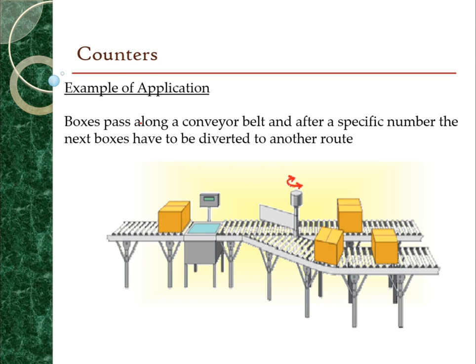Now we look at one example of the application of the counter in PLC programming. Imagine this is an automation system that you have. You need to count the number of boxes that pass along the conveyor belt. When the number of boxes passing goes over some specific number, for example 15 boxes, then the next box will be diverted to a different route. So this is one example.